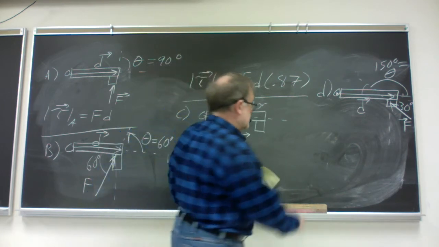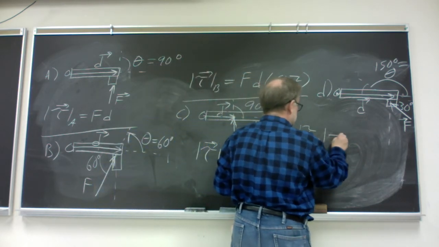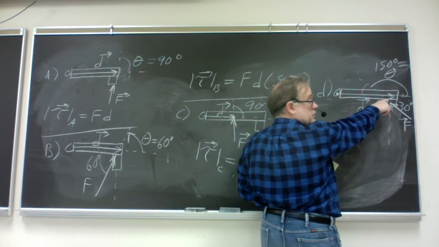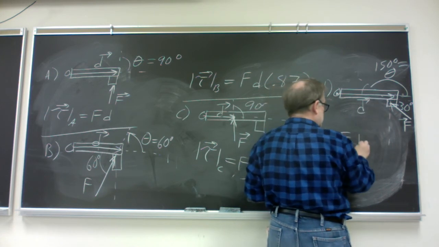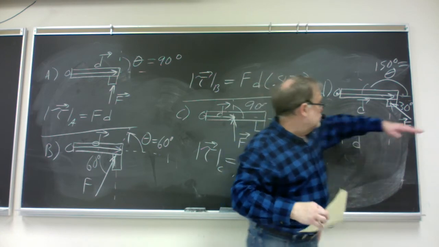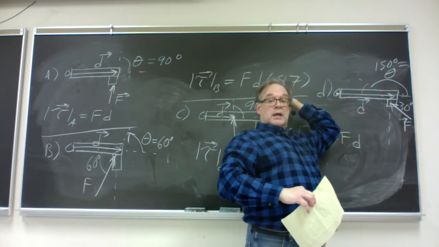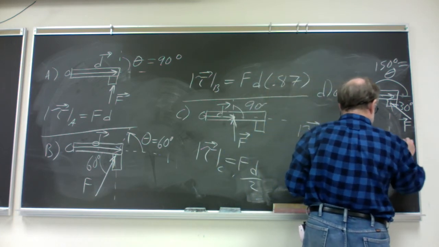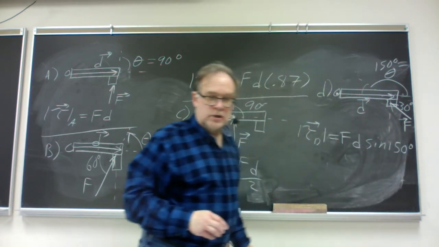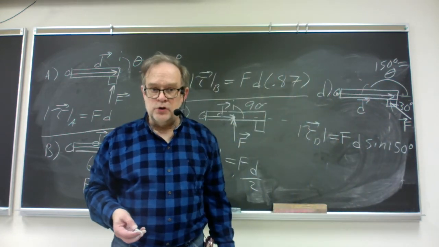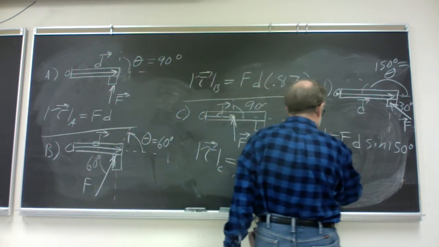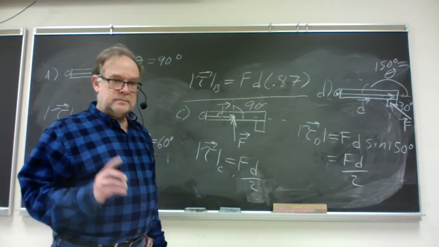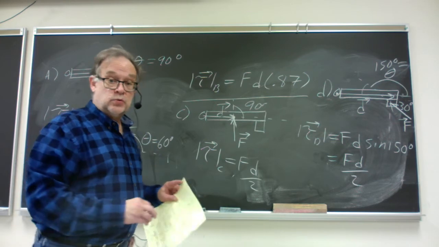So torque, in that case, has a strength of same force, the magnitude of this displacement vector is back to plain old d, and now sine of the angle between displacement and force is sine of 150 degrees. And if you ask your calculator what that is, it'll tell you that sine of 150 degrees is 1/2. So there. Now let's just look at one last one.